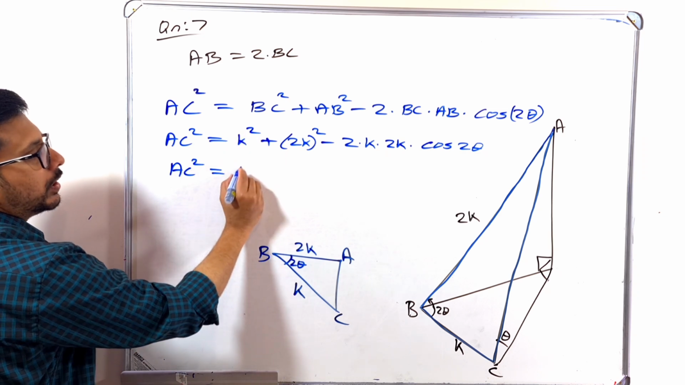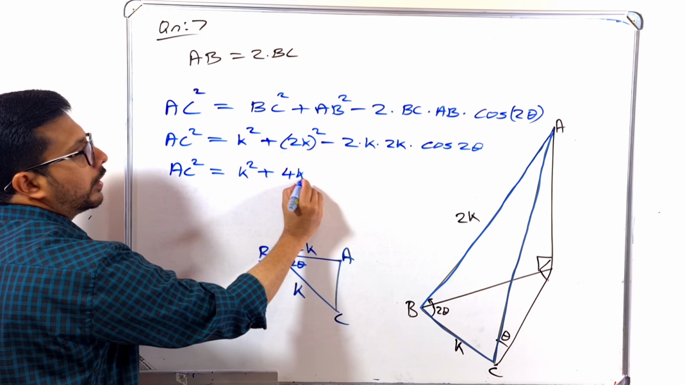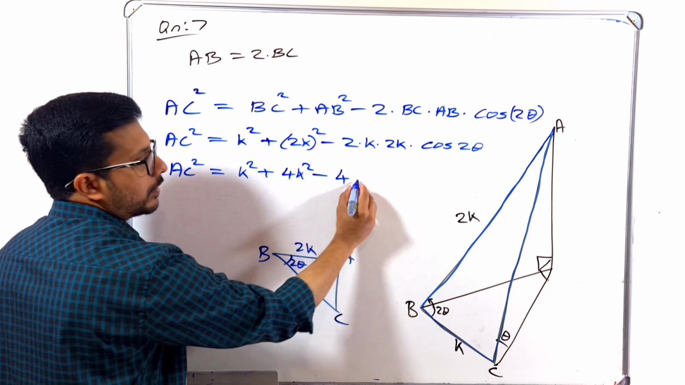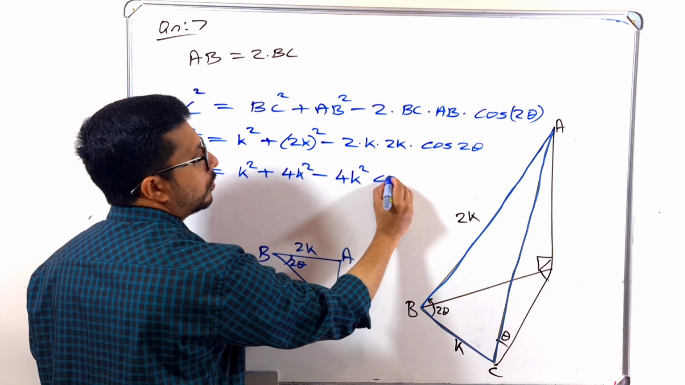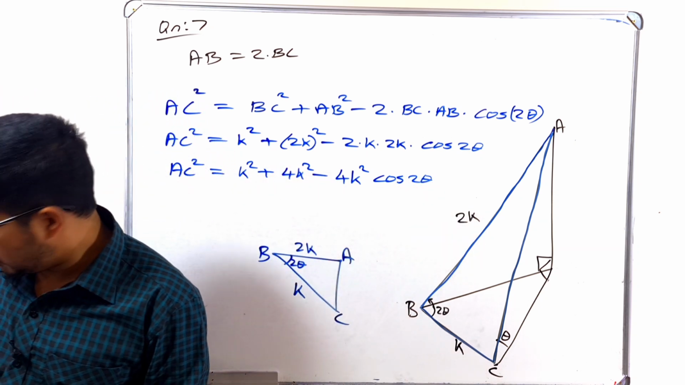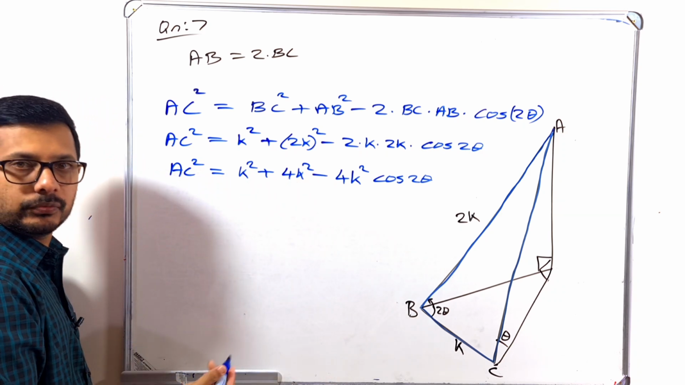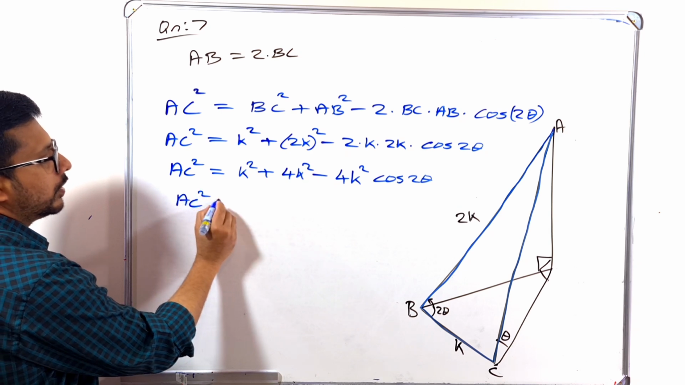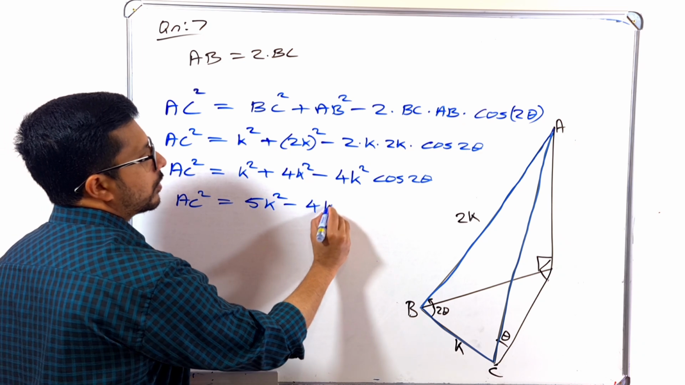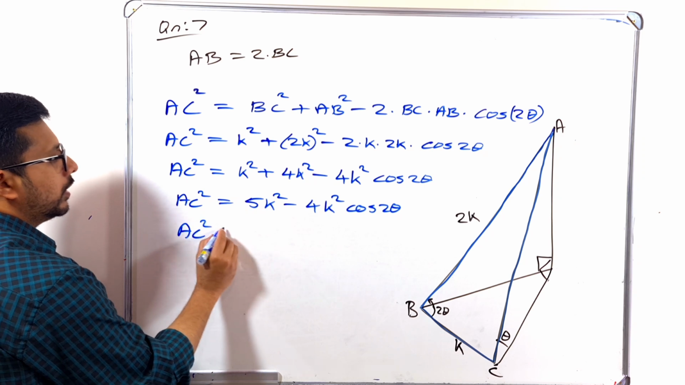AC squared is equal to K square plus 2K whole square. 2 squared is 4, then K square, minus 2 into 2 is 4, K into K is K square into cos 2 theta. So now, what is K square plus 4K squared? 5K square. So AC square is equal to 5K square minus 4K square cos 2 theta.